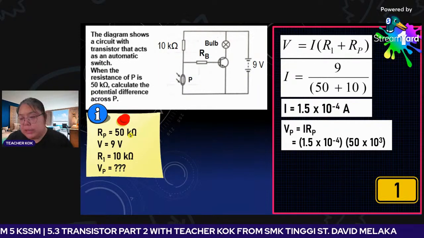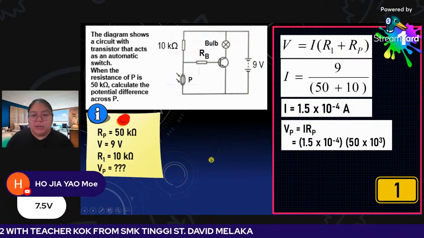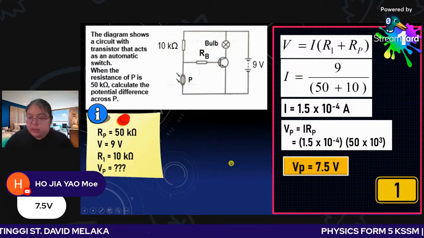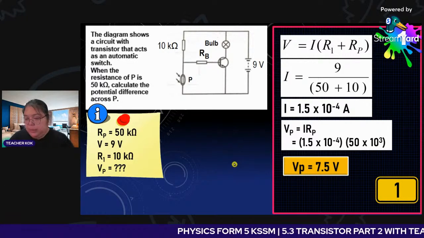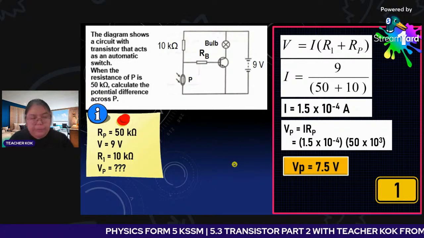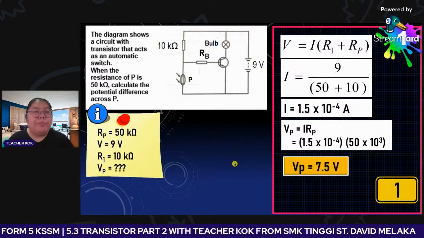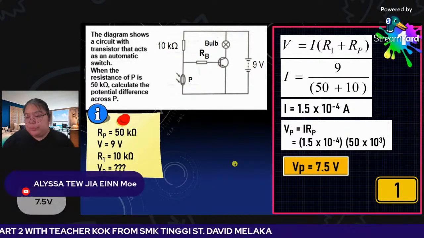Jiao gives me 7.5 volt. Let's check. We get 7.5 volt, that's correct. Many answers here: Kajing and Linghan are also the same, and Alicia is also the same. Then we use the second method. The second method is shorter, but you need to use a formula. Let's see the second method.